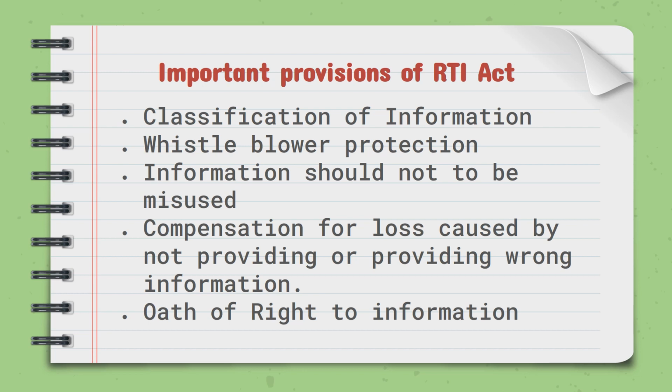Other important provisions in Right to Information Act include classification of information. It has provision of whistleblower protection. It says information should not be misused. It has provision of compensation for loss caused by not providing or providing wrong information.